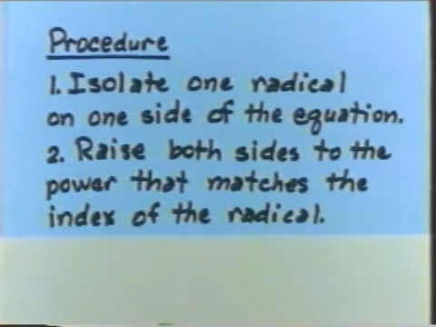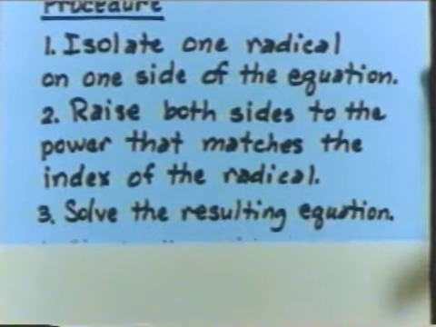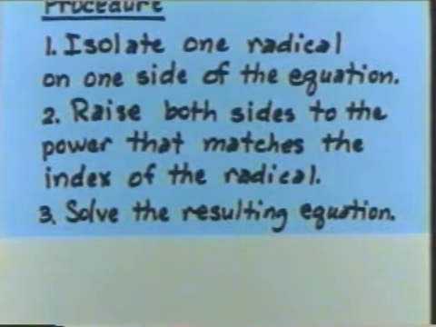Remember that the index of the radical is the number that tells us which kind of root. A 3 index means cube root. A 2 index is understood and not written and means square root. The next step is to solve the resulting equation. On this tape, the resulting equation will be quadratic.